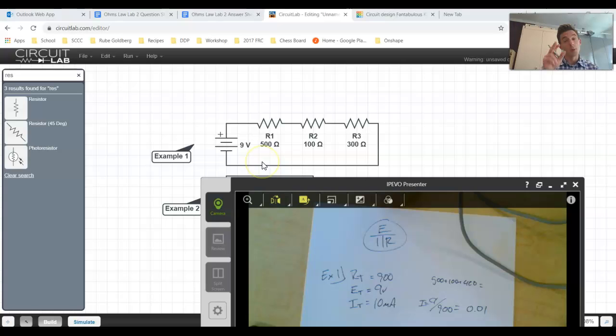Okay, so I need to go through and set this up in my circuit, and I need to measure resistance, and I need to measure current. So let me set this up, and then I'll come back to you and show you what I'm doing here.